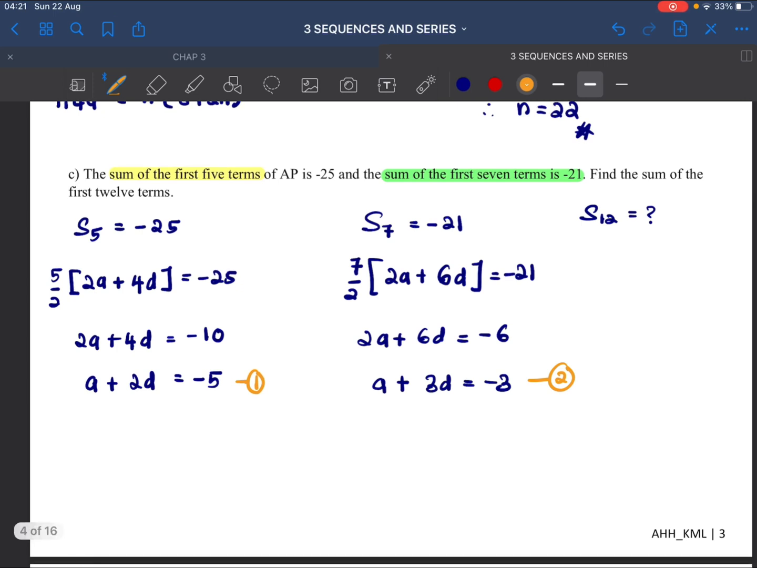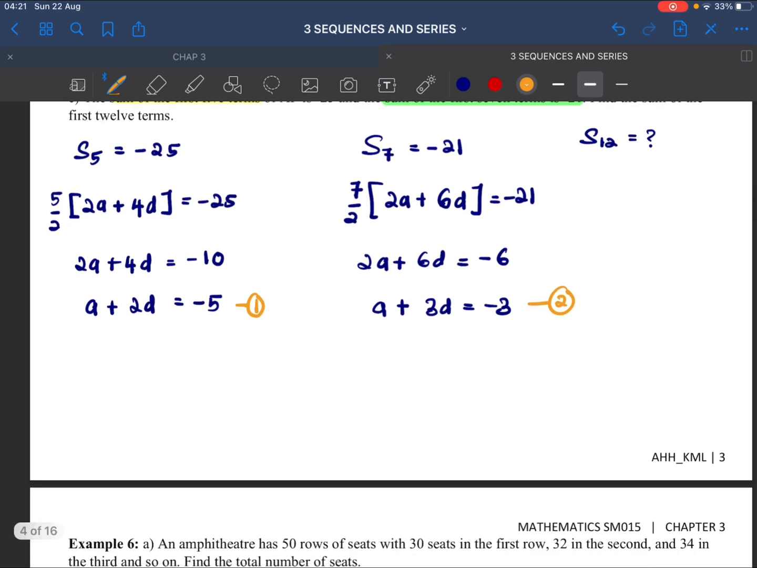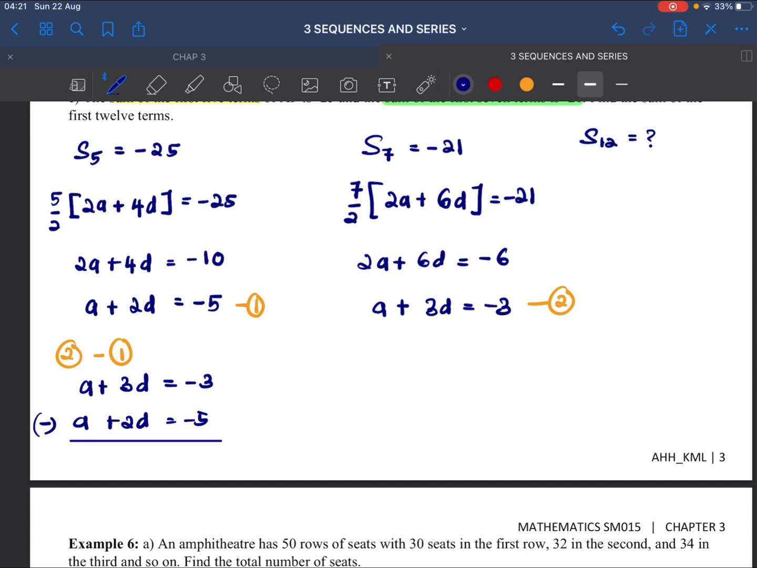Okay. So again, sama juga macam sebelum ni, kita boleh buat elimination. We want to eliminate a dekat situ. So equation 2 minus equation 1, we have a plus 3d equals to negative 3, a plus 2d equals to negative 5. So here we will get negative 3 minus negative 5, we will get 2. 3 minus 2, we will get 1d. So now kita ada d equals to 2.